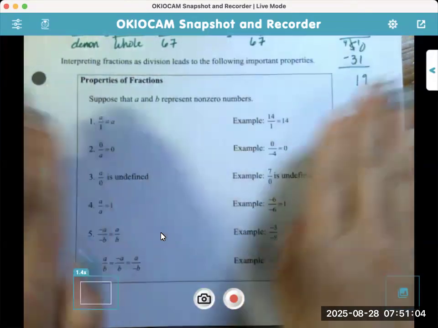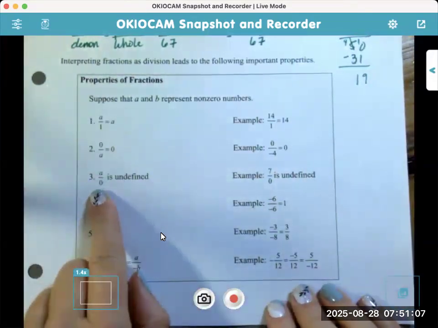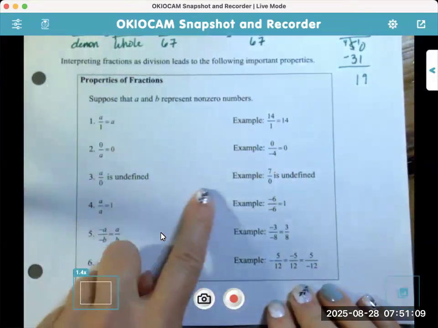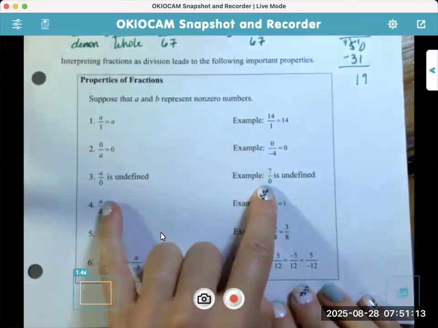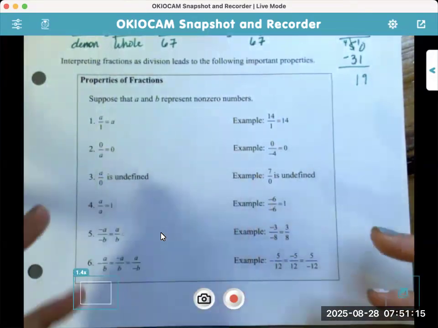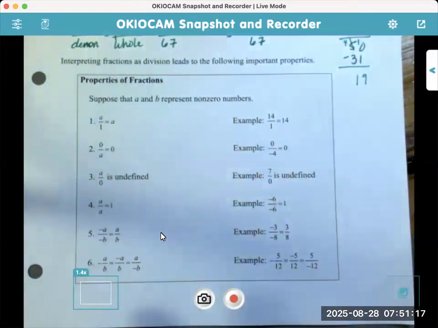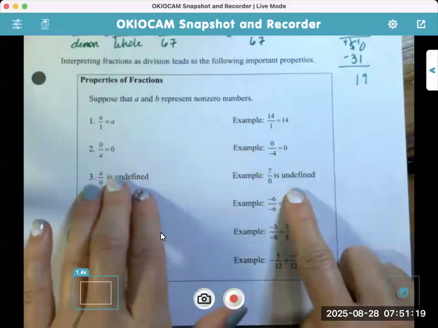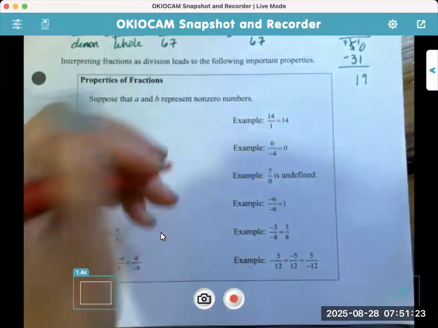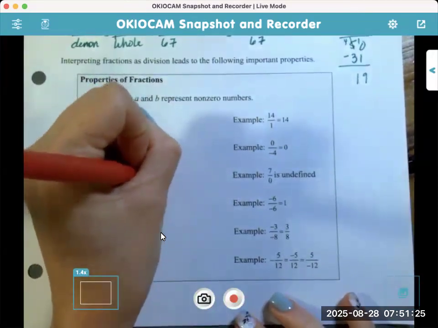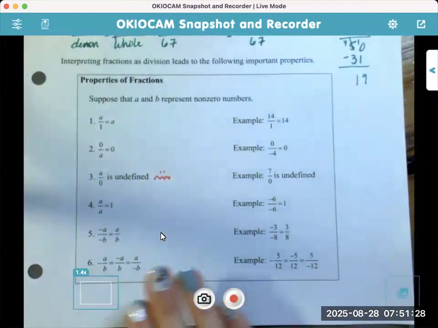We never, ever divide by 0. It's called undefined. If you have any number divided by 0, it doesn't matter what it is, it's undefined. That's just what it is. Don't even think about it. It's a whole division situation.